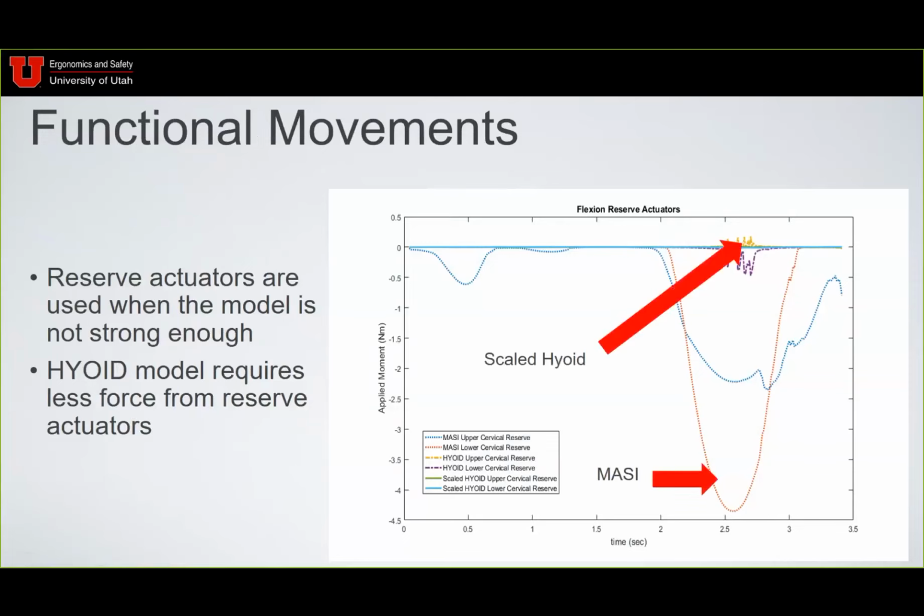And so this graph here shows the reserve actuators from the Massey model and also the Hyoid model without any scaling, and then with some scaling to work on that flexion moment inconsistency problem we talked about. And it's used for a motion that goes through just flexion and extension. You can see that the Massey model does really well when the model is going just through extension. But when it goes through flexion, it needs these reserve actuators, especially for both the upper and lower cervical spine. And the Hyoid model without any scaling still requires some reserve actuators, but once we do this scaling, the reserve actuators are virtually zero, meaning that this scaled Hyoid model can reproduce these physiological motions quite well.